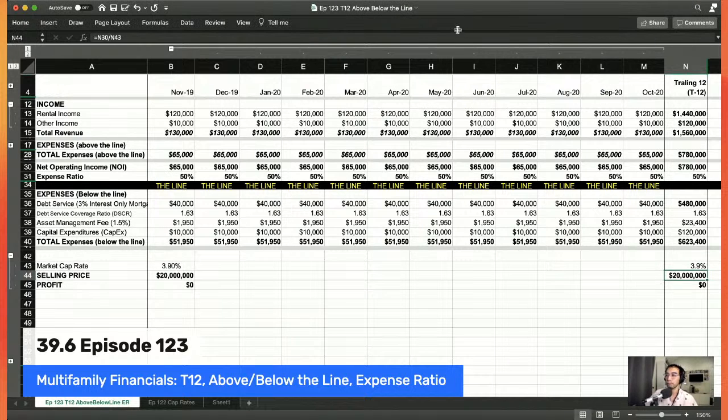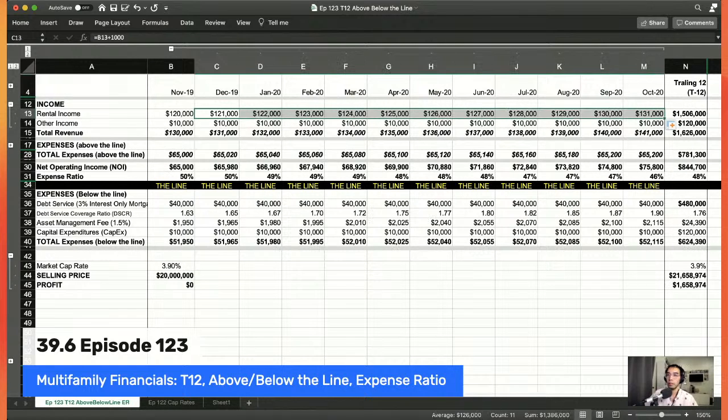Okay. Now, we're going to go back and make some adjustments. Let's pretend we're able to increase the total rental income by $1,000 per month. So I'm going to go to December of 2019 and add $1,000. And now it's $121,000 instead of $120,000. I'm going to drag that forward and it's going to go all the way across.